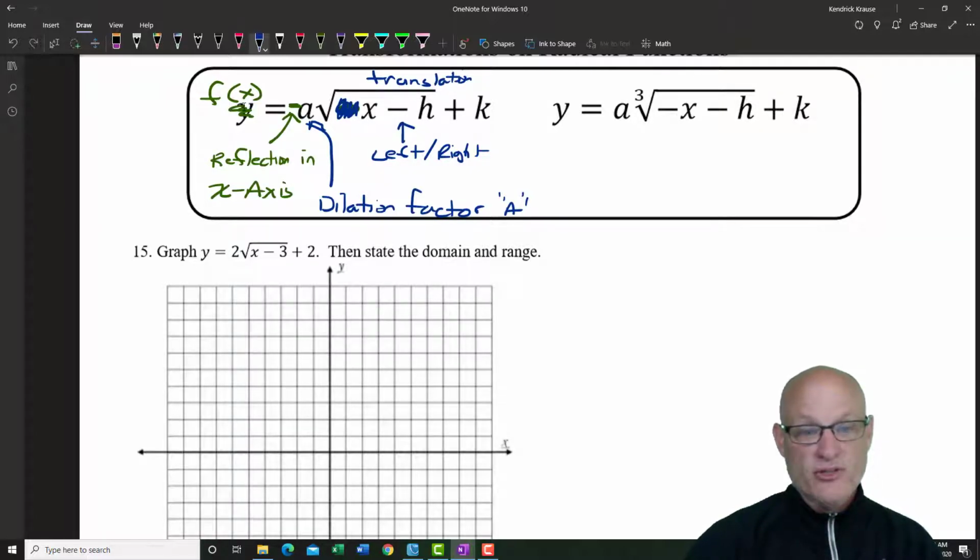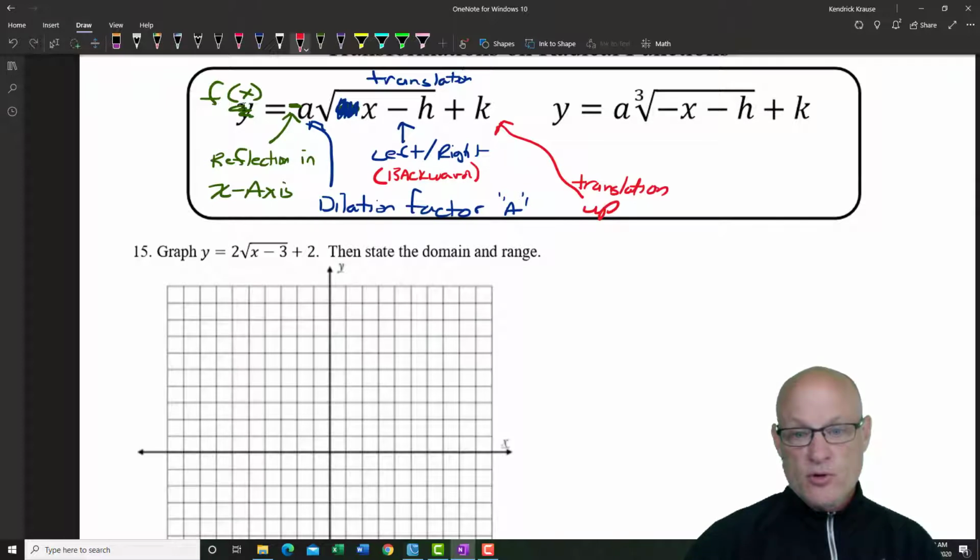So a translation left or right, don't forget that for left and right, it's backwards. So if I'm subtracting, we're going to the right. If I'm adding, we're going to the left. Same as the absolute value. I told you we're going to be doing a lot of the same stuff. And this, of course, is a translation up or down, and this one's normal.